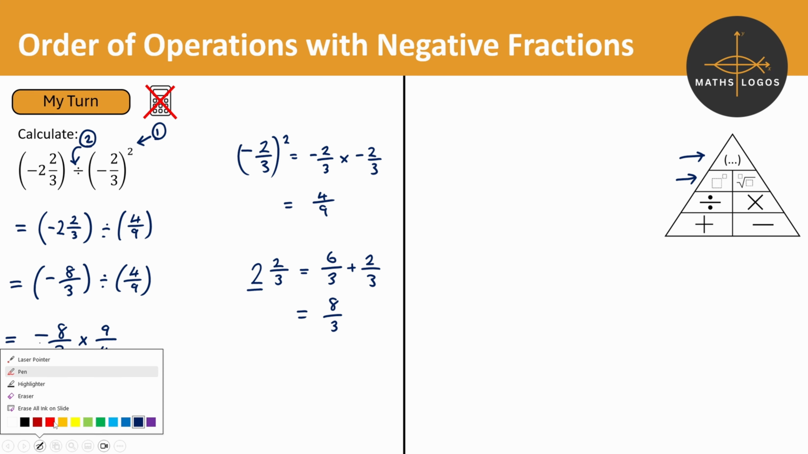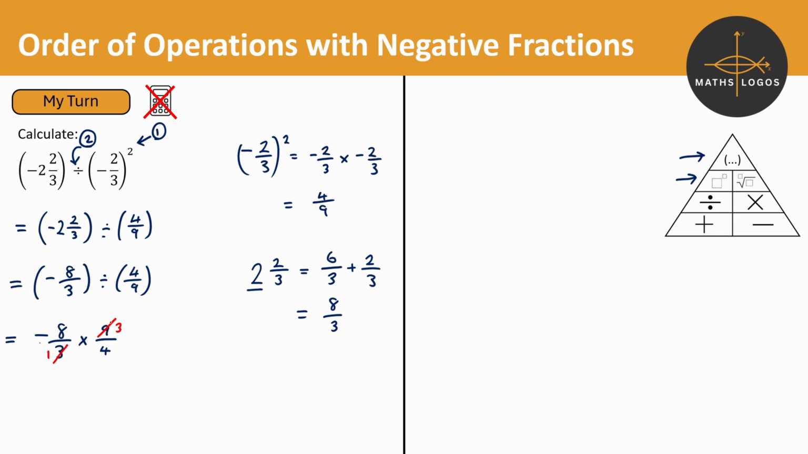And here I can spot I can do some cross simplifying. So I can divide through by 3 on the denominator here and divide through by 3 on the numerator here. Same idea with the 8 and the 4. I can divide through by 4 on the denominator here and on the numerator here.